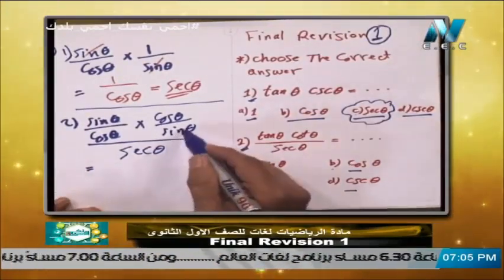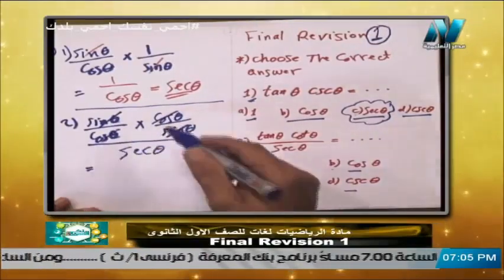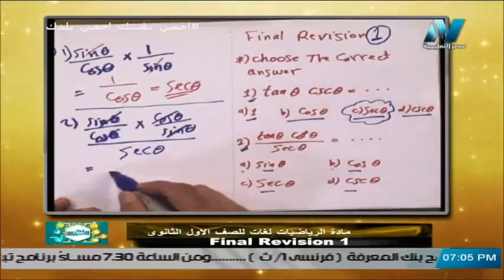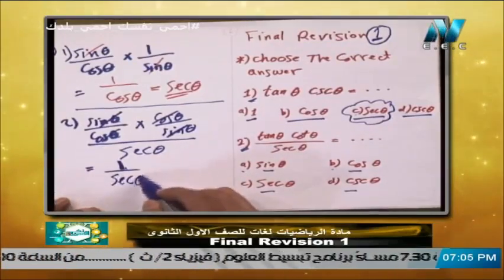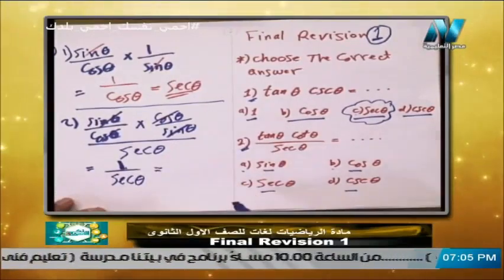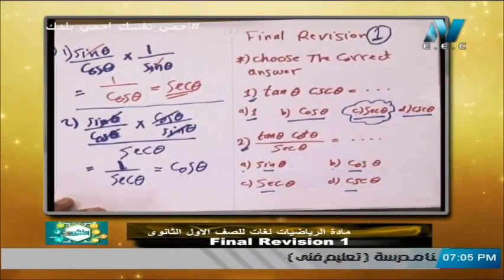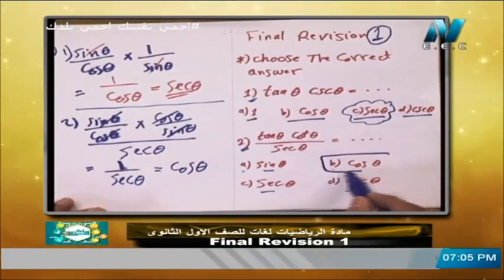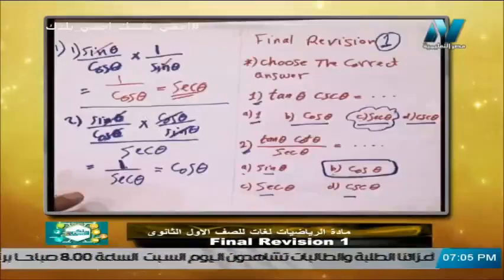We can cancel sine with sine. We can cancel cosine with cosine, and the answer here is not 0, it's 1. 1 over sec theta. What is 1 over sec theta? It's of course the reciprocal, cosine theta. Where is cosine theta? It's letter B.